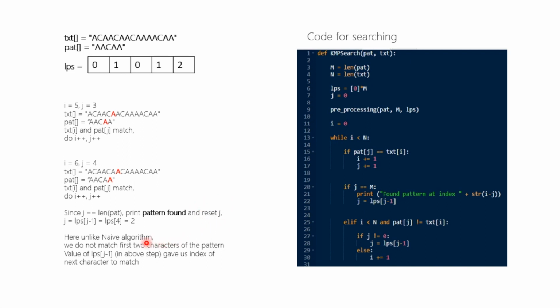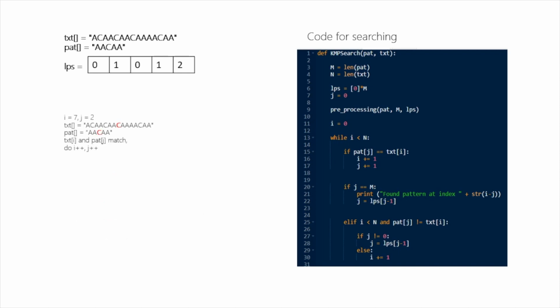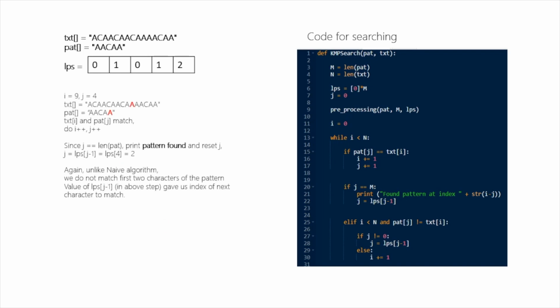Now, in the naive algorithm, we would have reset the value to the index 0, but here instead of index 0, we use the LPS array to find the new index, which means that we won't have to compare some characters which we know would be present anyway. Since we have the value of j is equal to 2 here, we do not compare the first two characters of the pattern anymore and simply start by comparing the third character, which is present at index 2. Once we compare that, here we get a match, so we move ahead. We again get a match, so we move ahead.